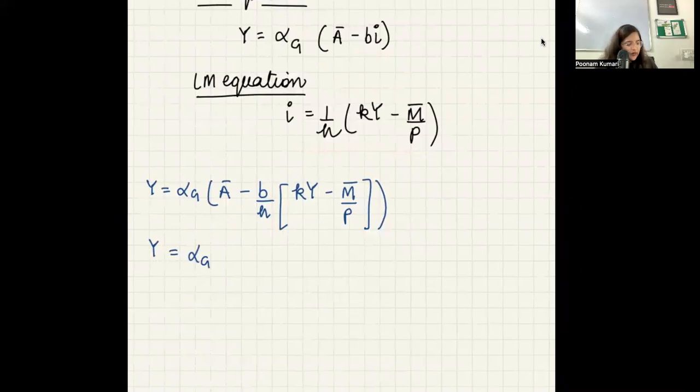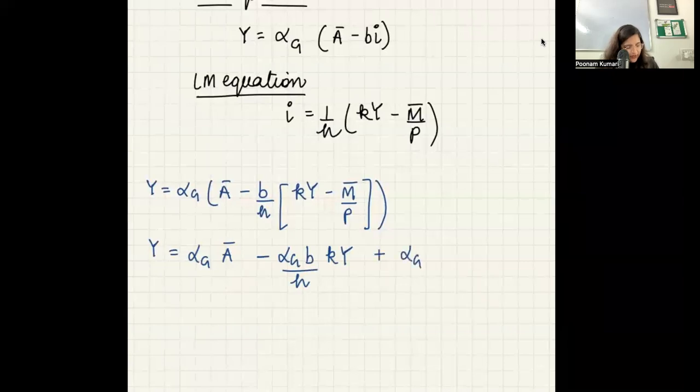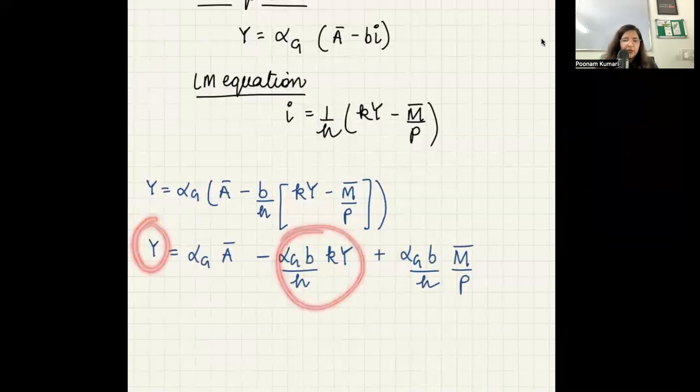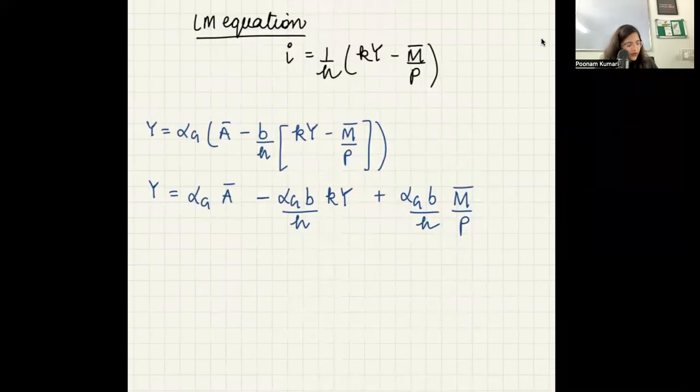So okay, so now simplifying it, we can do this. Alpha g a bar minus alpha g b by h, and then there is a ky, and then here was minus minus, so we get a plus plus alpha g b h m bar by p. ये सारे values हमारे पास आ गए हैं, ठीक है, ये पूरा constant है, इसमें y component है और ये पूरा हमारे पास एक constant है. So यहाँ पे भी y है, यहाँ पे भी y है, so we can bring it this side and we are going to get this.